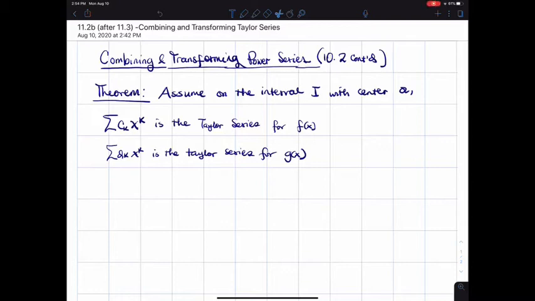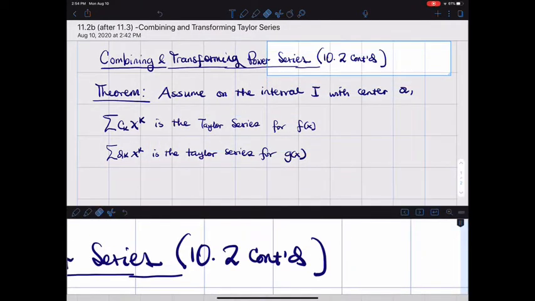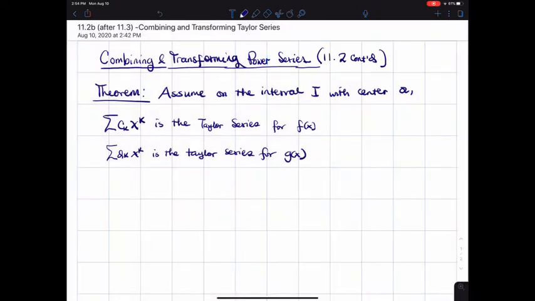All right, we're going to be looking at how to combine and transform power series. This is material from section 11.2 of the book. I wrote 10.2, but it's 11.2 of the book. It was discussed under power series, but I feel it's better for us to come back to this after having discussed Taylor series.